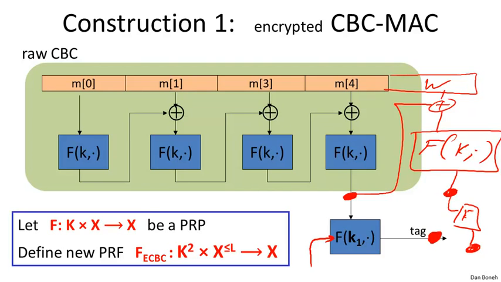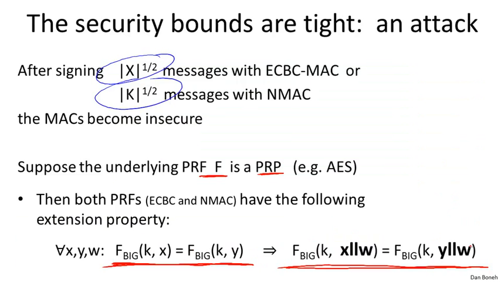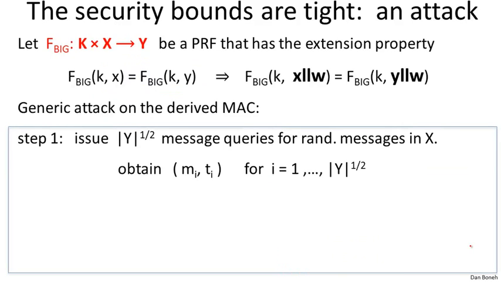So if the two values happen to be the same for two distinct messages, and I append the block W to both messages, I'm still going to get the same value out. It's easy to convince yourself that the same is true for NMAC as well. So both of these PRFs have this extension property, and based on this, we can define an attack.